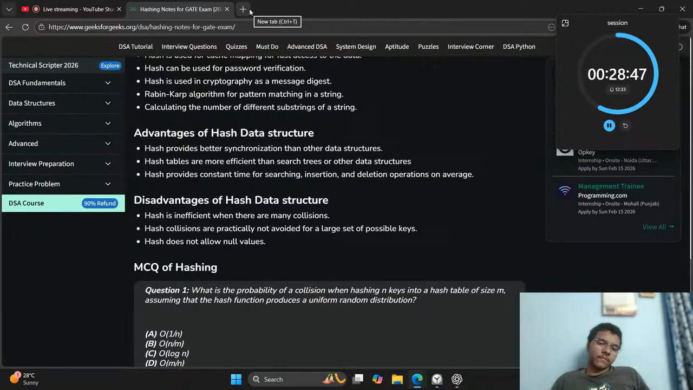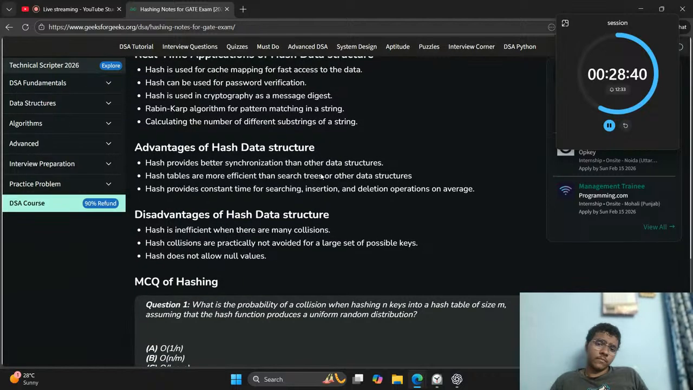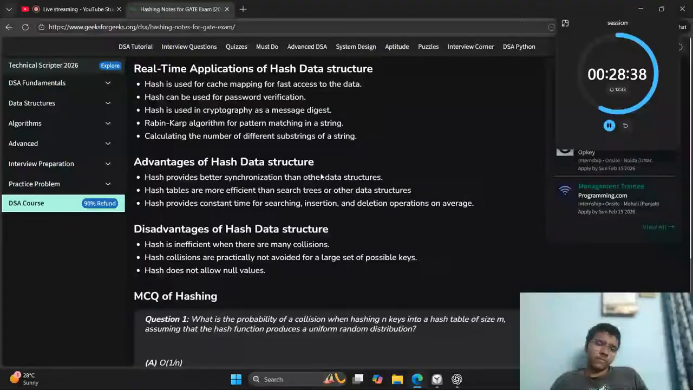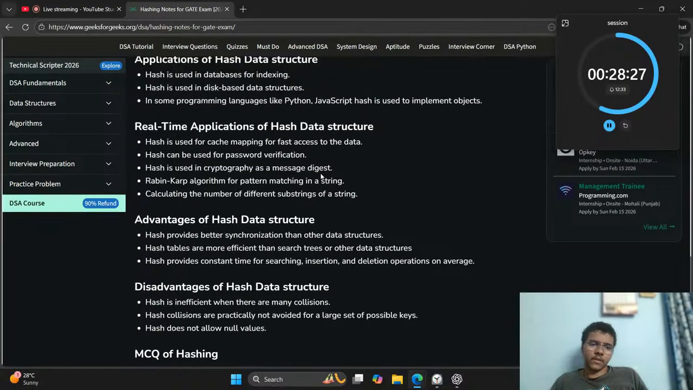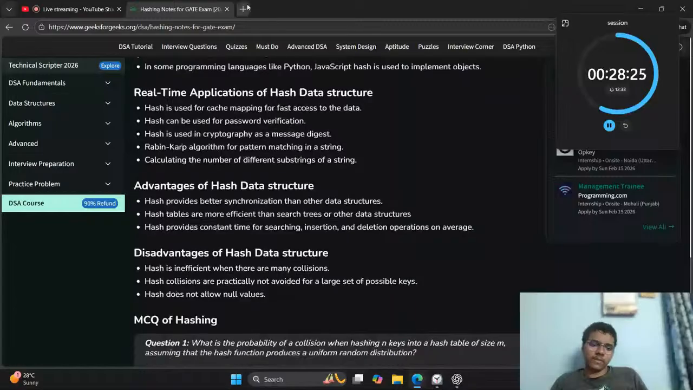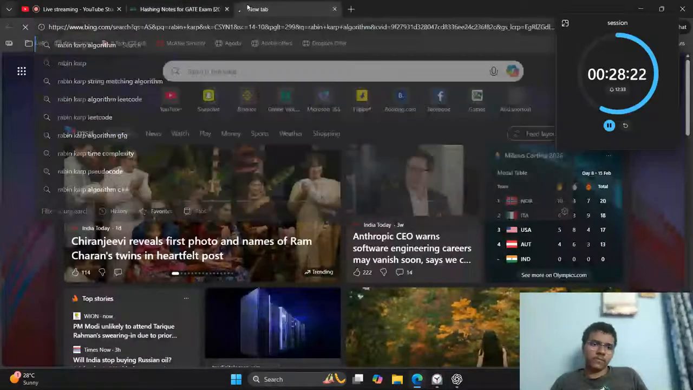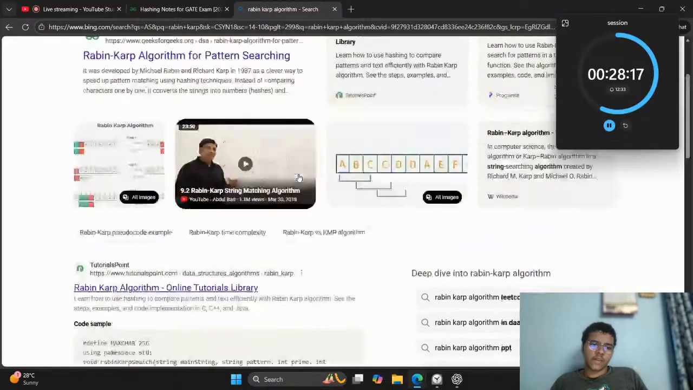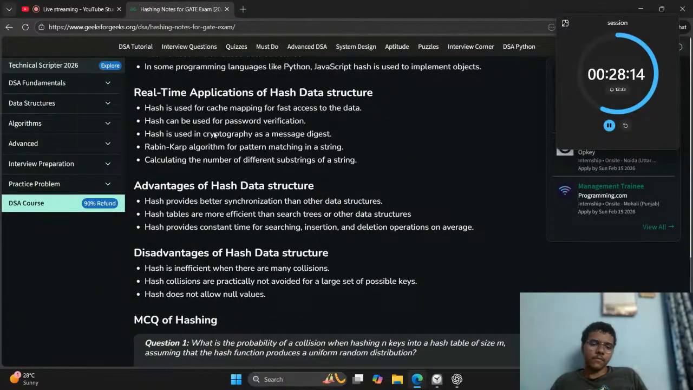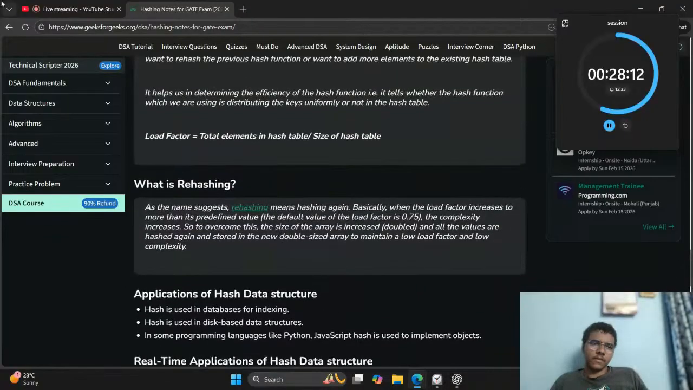Hash. I thought of searching something actually. Yeah, I did not remember what that is, but Rabin-Karp. All right.